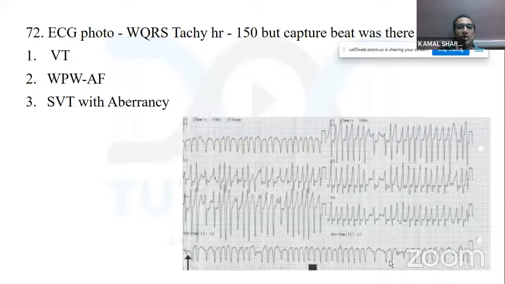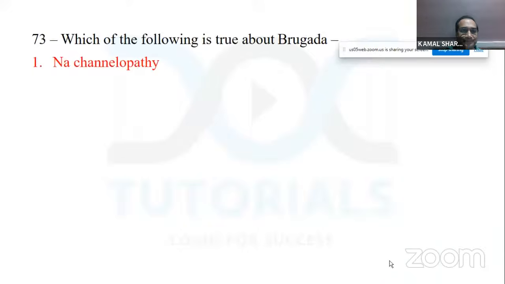But I've deliberately chosen this image here to tell you that you can have an AF with WPW with supranormal conduction looking like a capture beat and still it may not be a VT. It's still more likely an irregular rhythm, a heart rate of about 150 with irregularity and a delta wave. You should always think of WPW with an AF rather than a VT.